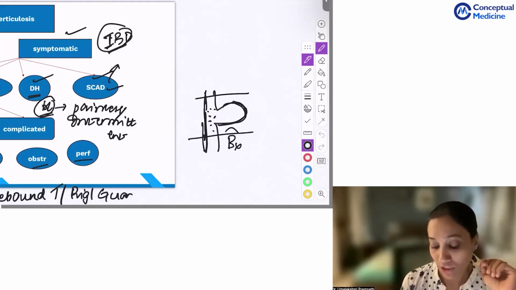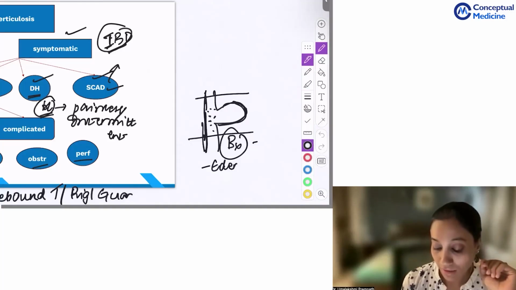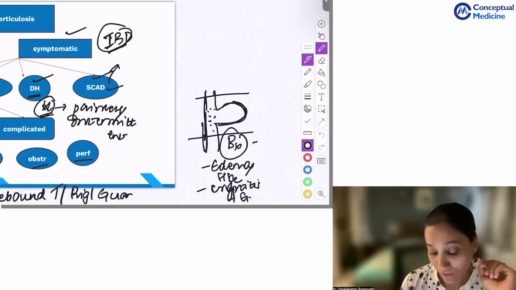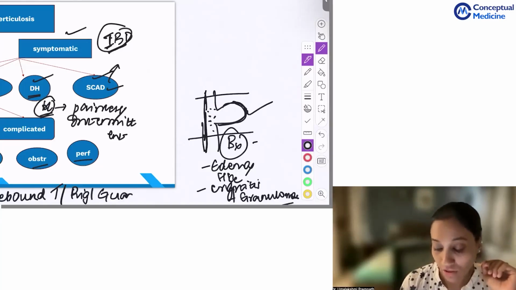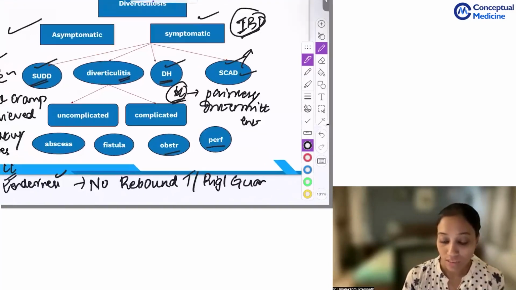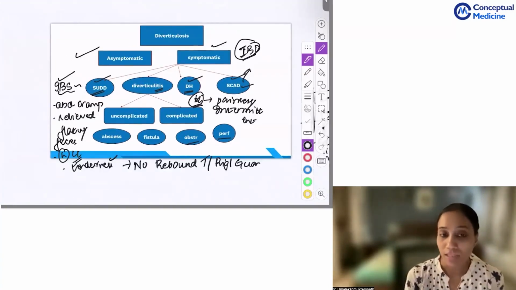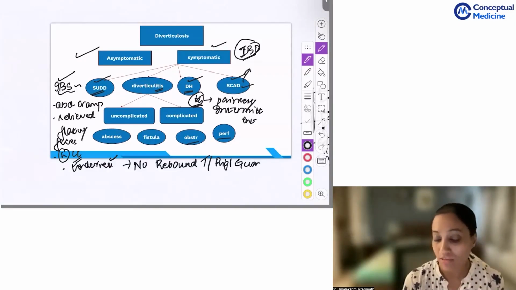If you take a biopsy of a patient from these erosions, what will you find? You can find edema, there will be hemorrhage, there can be cryptitis, which is typically seen in patients with IBD, even granulomas. So you might even think the patient is having an IBD itself, but the presence of diverticular disease should always strike you that it could be something called SCAD. So your SUDD is similar to an IBS, whereas your SCAD is similar to an IBD. In between, you have diverticulitis and diverticular hemorrhage. So these are the different manifestations of any patient who has diverticulosis.